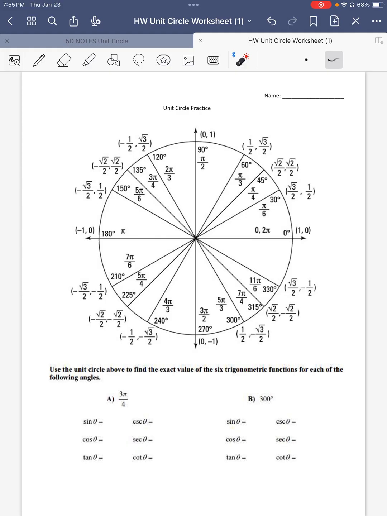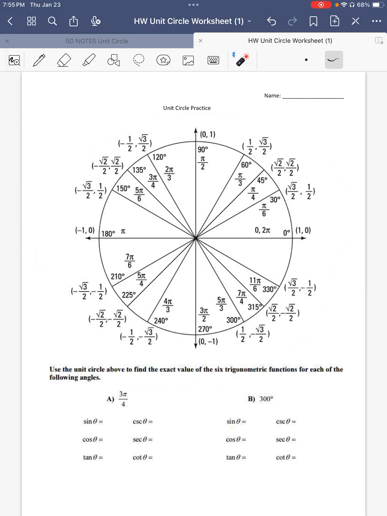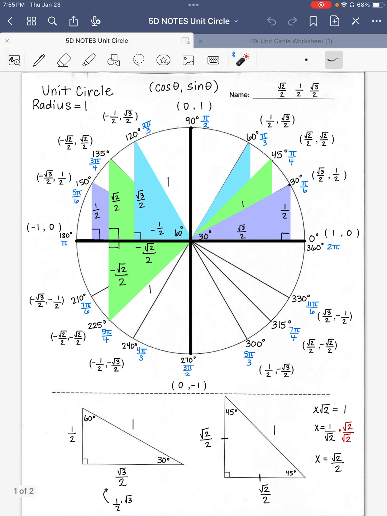But before we go into this, I want to lay down the foundation and explain where all of this information comes from. So if you attended my class, you constructed this unit circle, and it's a lot of information, but I'm going to try to quickly break this down.